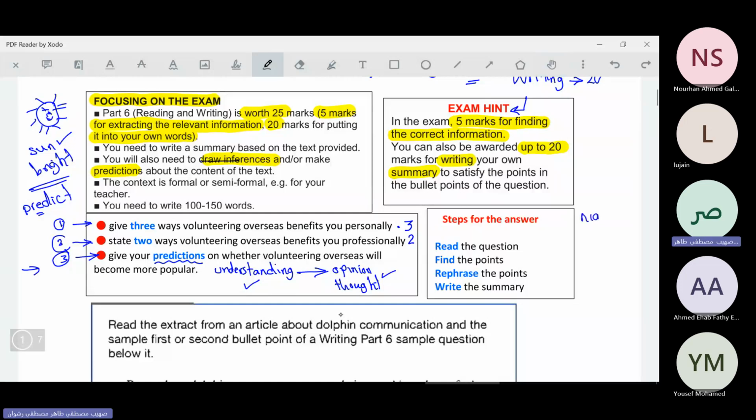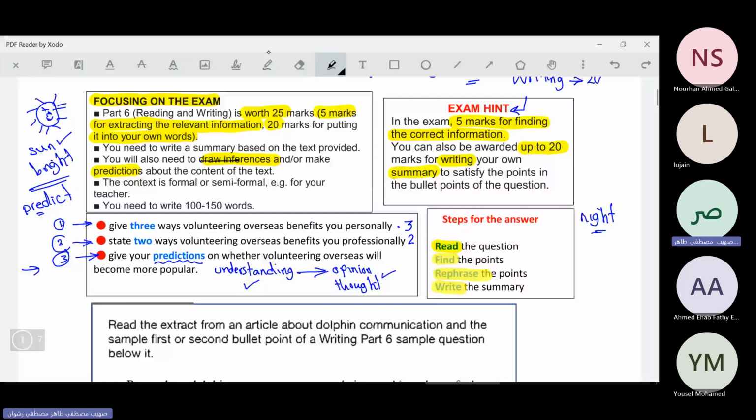So if one of you said we are in the night, this prediction is irrelevant. Why? Because there is no sun at night. So you said something completely wrong. I hope this point is clear. So again, you are given three bullet points. The first and the second ask about finding five relevant details from a text, and the third bullet point is asking you to provide your prediction. The steps we should follow here are these four words: read, find, rephrase, and write. So take care of these four verbs.